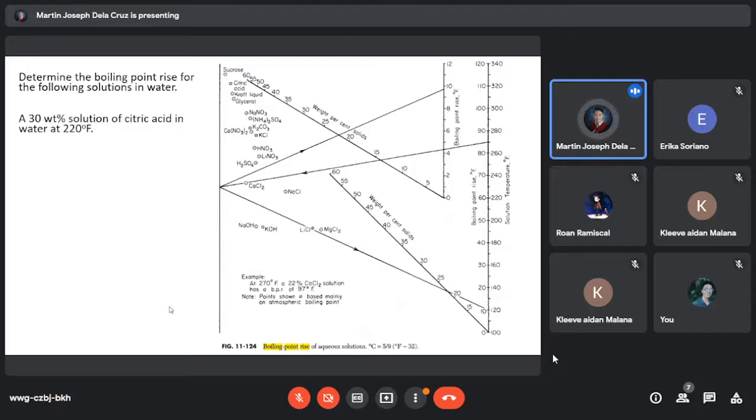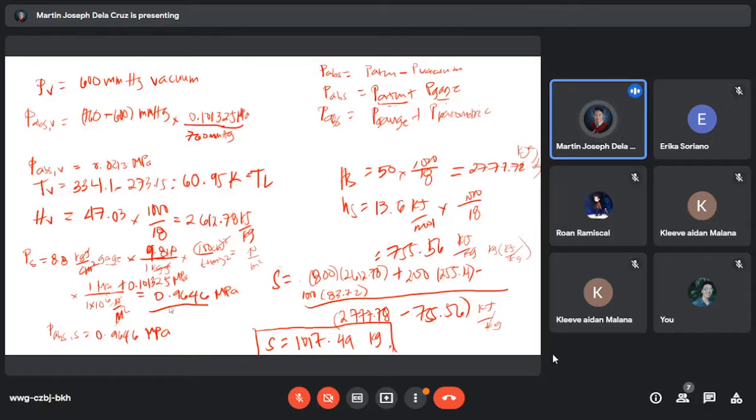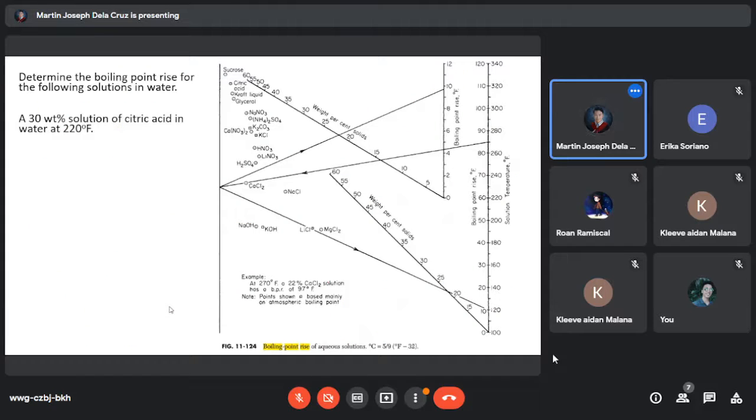PowerPoint. So, next now is how to determine yung boiling point rise para makuha natin to para sa next problem natin. So, I have here some examples. Determine the boiling point rise for the following solutions in water. A 30% weight solution of citric acid in water. So, may nagturo na sa inyo kung paano kumuha ng boiling point rise dito. Sa figure 11-124 nyo sa handbook. Figure 11-124.